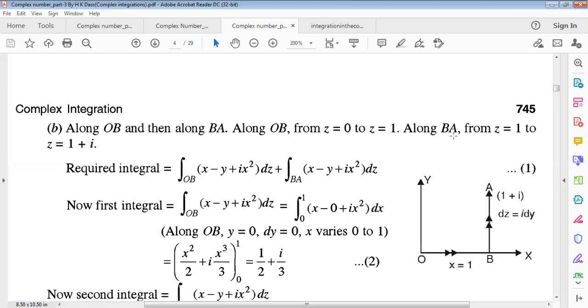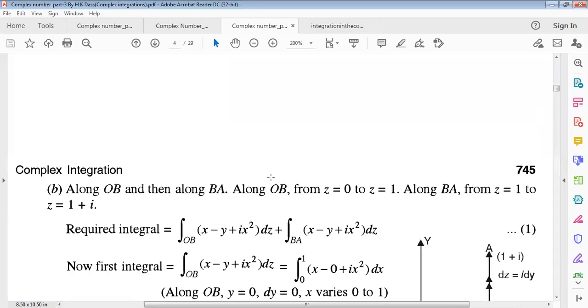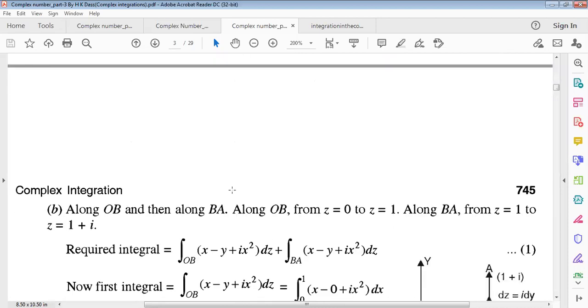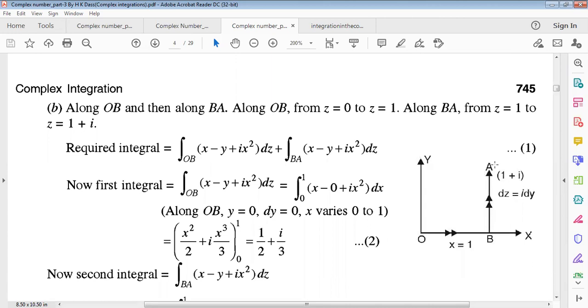And another one, BA, from z equals 1 to z equals 1 plus i. This is given in the second part. And the imaginary axis will be z equals 1 to z equals 1 plus i. The real axis will be z equals 0 to z equals 1. This is why we are getting this straight line for the imaginary axis. This is the line OB and another line will be BA. So first of all, find the line integral along OB and another one, the line integral along BA. Then adding, we get the whole line integration.